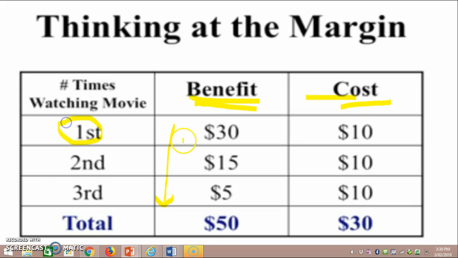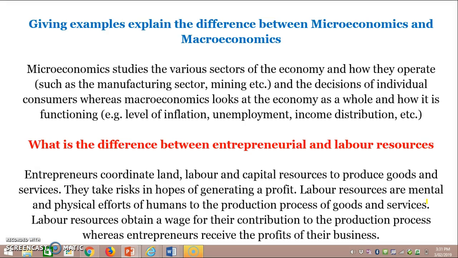So going to watch the movie the first time, you're getting $30 of benefit, you're getting $10 of cost, benefit exceeds cost, you're likely to go watch the movie. The second time, again, your benefit exceeds your cost by $5, benefit of $15, cost of $10, you'll go watch the movie. The third time, your benefit is $5, the cost is $10, the cost exceeds the benefit, therefore, using thinking at the margin, it would not be rational for you to go the third time. Your benefit does not exceed your cost. Thinking at the margin, comparing the benefits and the cost of the transaction, and only doing it if the benefits exceed the cost.